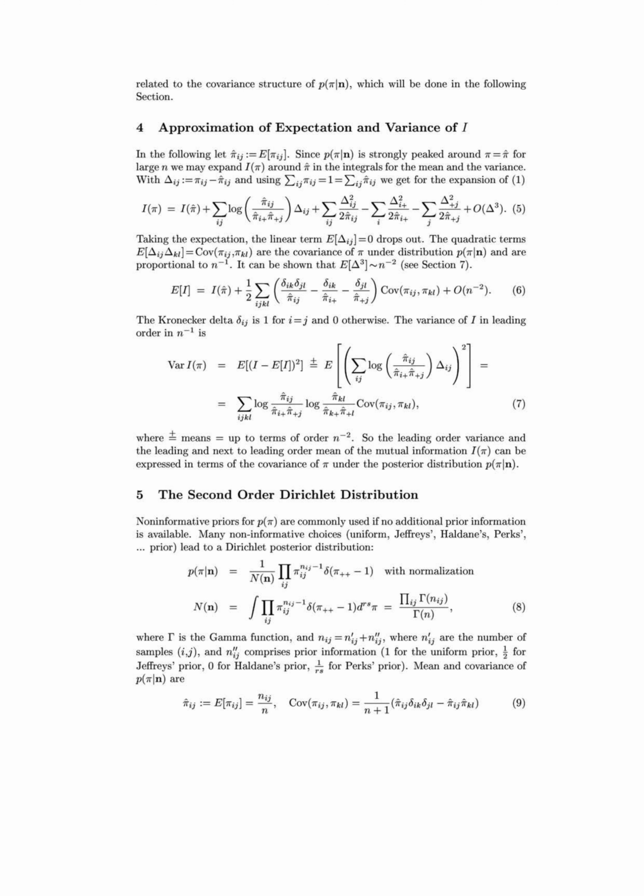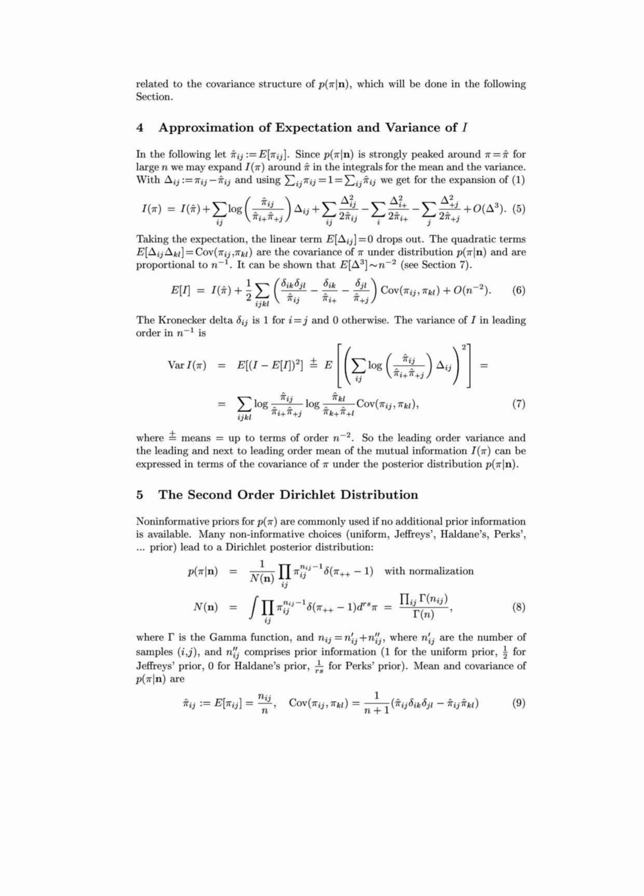Approximation of expectation and variance of I. In the following, let π̂_ij be the expected value of π_ij. Since p(π|n) is strongly peaked around π = π̂ for large n, we may expand I(π) around π̂ in the integrals for the mean and the variance. With Δ_ij = π_ij − π̂_ij, we get the expansion of I(π) around I(π̂), and taking the expectation, the linear term drops out.